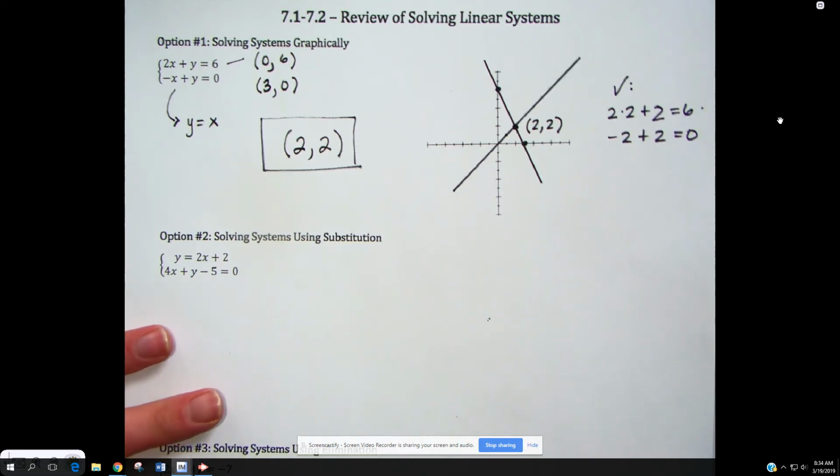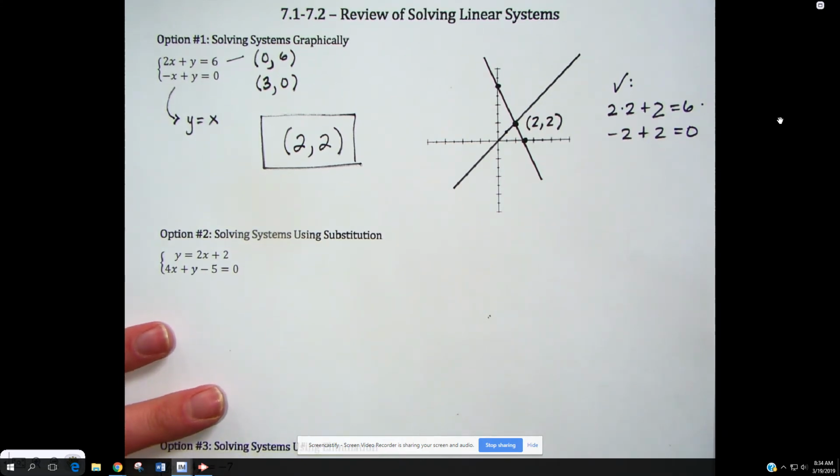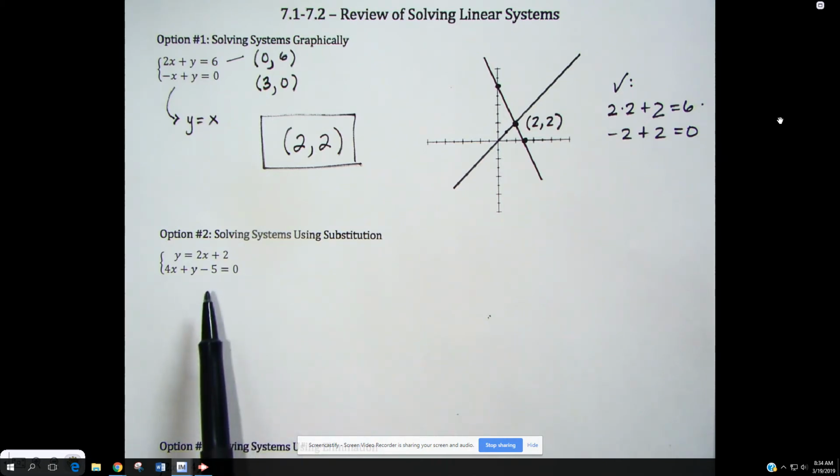Our next option is to solve systems using substitution. You would have talked about all these methods probably way back in Algebra 1, but substitution is essentially like renaming something. I like option 2 here. The example that I chose is perfectly lined up for substitution because the first equation is written so that one of the variables is already isolated.